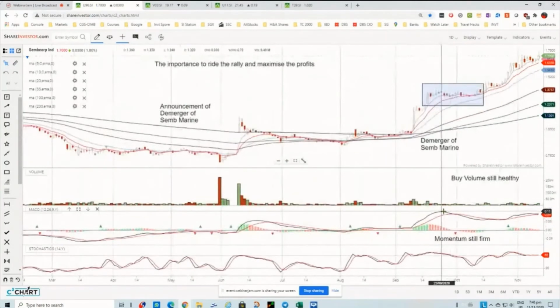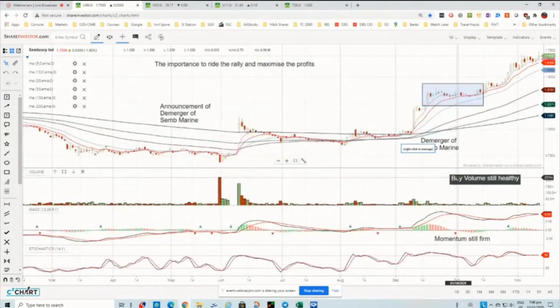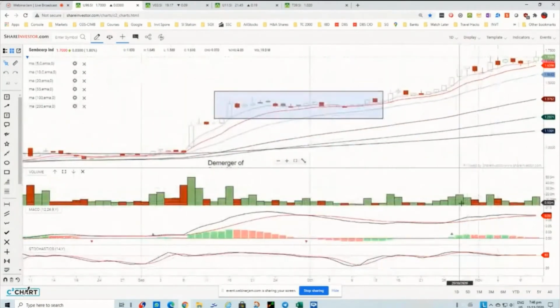All right, so using the indicators, what I can see here is that the buy volume currently is still very healthy. Look at all these volume bars. The green color is buy volume, red color is sell volume, and the green bars are generally higher than the red bars, meaning the buy volume is pretty strong. Buyers are still accumulating the stock, whereas sellers are not so much.